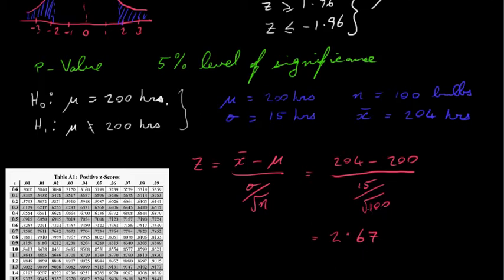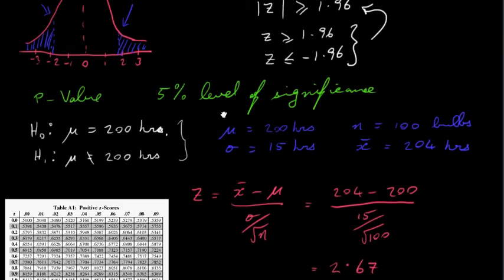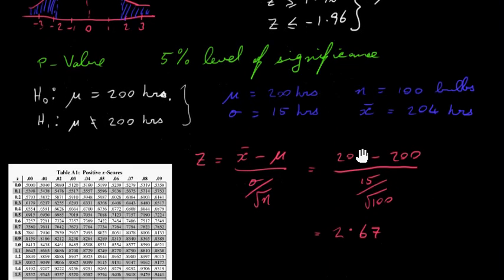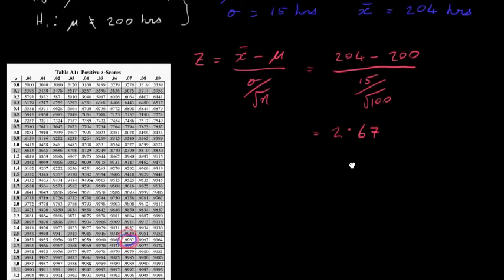2.67. So we can already see that our 204 hours is in fact 2.67 standard deviations from the mean. So we can see that we're already over our 1.96. So this is a significant value. This is an unusual value. So we're going to reject the null hypothesis, which states that there's no change in the mean lifespan of our bulbs. Okay, so that's our z value, our test statistic.